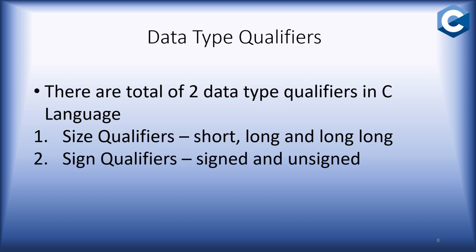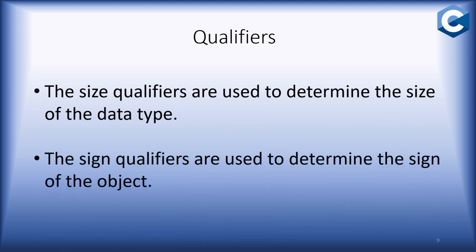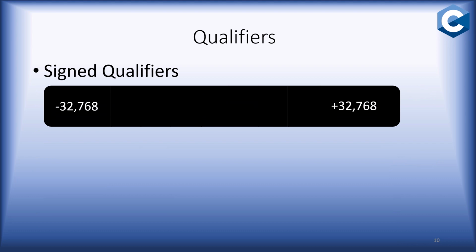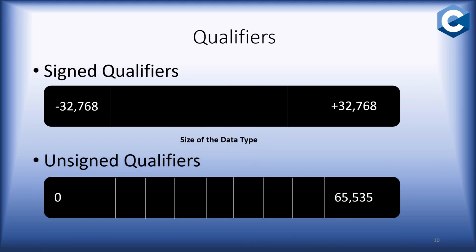Now starting with the size qualifier. The size qualifiers are used to set the size of the variable in bytes. The sign qualifiers are used to set the sign of the data type. The signed qualifier contains both negative and positive integers, and the unsigned qualifier has only positive integers. The benefit of using an unsigned qualifier is we can increase the storage range by removing the negative range.